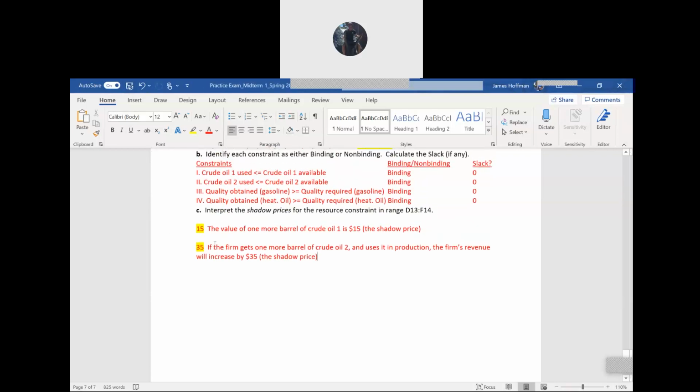All right, so both those statements kind of say the same thing in regards to the shadow price. So for the first one, the value of one more barrel of crude oil 1 is $15, the shadow price. And for the second one, the firm gets one more barrel of crude oil 2 and uses it in production. The firm's revenue will increase by $35, which is the shadow price.